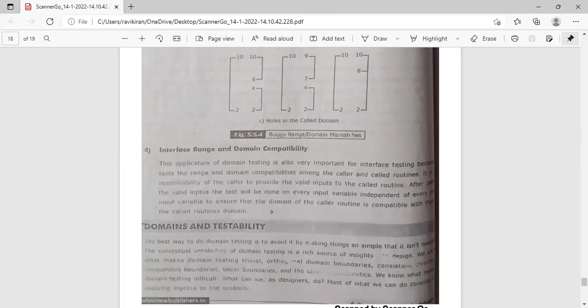Fourth one is the interface range and domain compatibility. This application of domain testing is also very important for interface testing because it tests the range and domain compatibilities among the caller and called routines. So it is the responsibility of the caller to provide the valid inputs to the called routine. After getting the valid inputs, the test will be done on every input variable independent of every other input variable to ensure that the domain of the caller routine is compatible with that of the called routine.